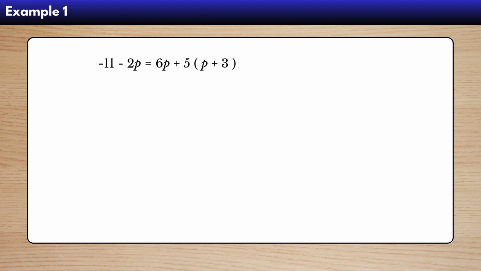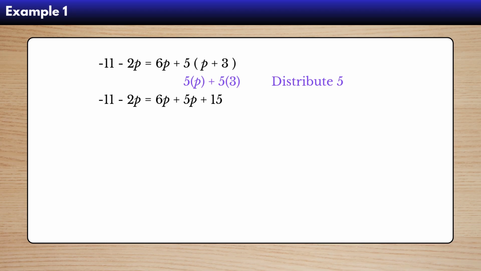Consider the equation negative 11 minus 2p is equal to 6p plus 5 times the quantity p plus 3. Before we can move forward with this equation, we need to do something about the parentheses on the right side of our equation. Notice, we have 5 times the quantity p plus 3, meaning we have 5 of p and 5 of 3. In other words, we can distribute 5, giving us 5 times p plus 5 times 3.